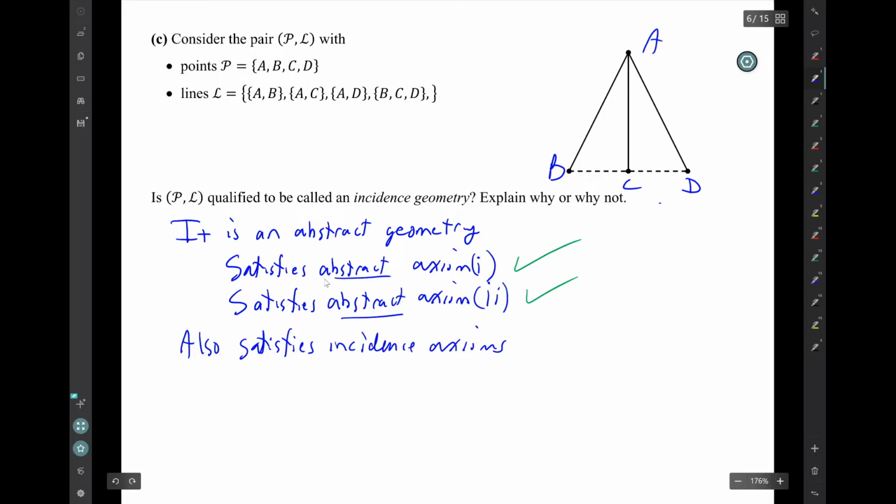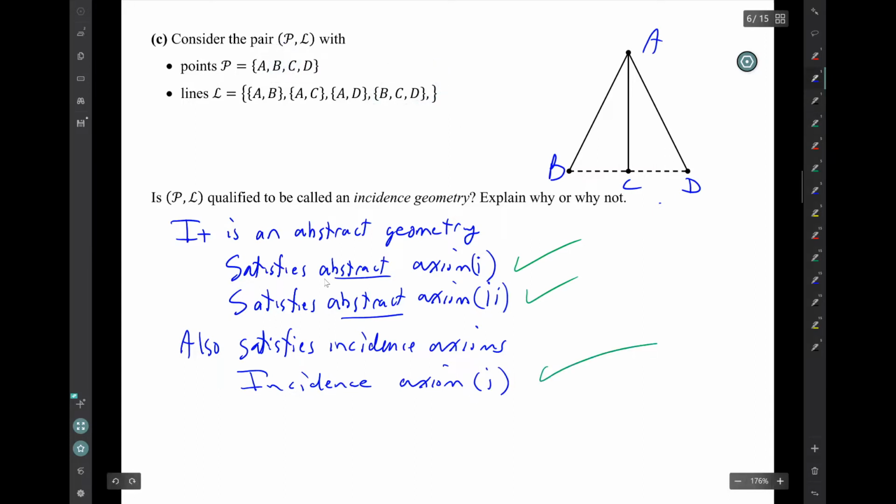Well, it also satisfies the incidence axioms. Let's check. Axiom 1 says that for any 2 points, there's exactly one line that they both lie on. Remember that B and D lie on that line, that dotted thing. C and D lie on one line, that dotted thing. And C and B lie on one line, that dotted thing. What about incidence axiom 2?